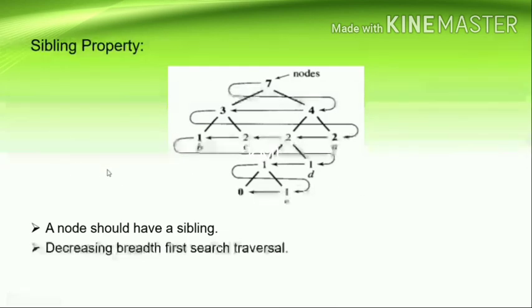So that's it about the sibling property. We'll be using this property in an encoding method called FGK Huffman coding. We'll see this when we solve the problem. I'll solve the problem of FGK Huffman coding in the next video.